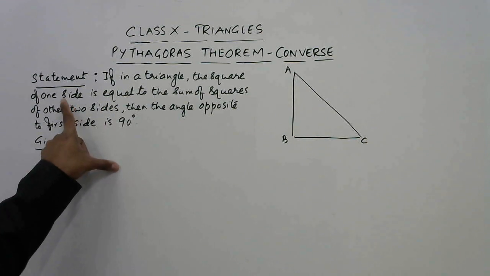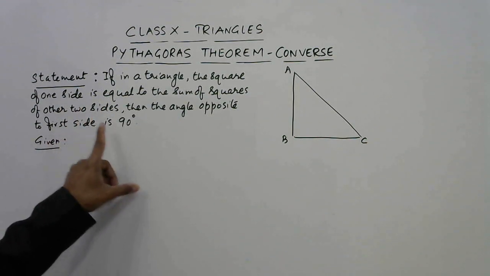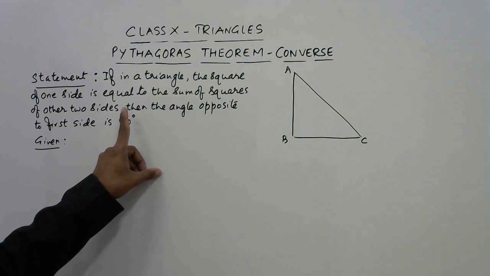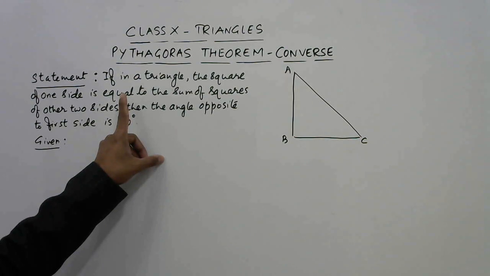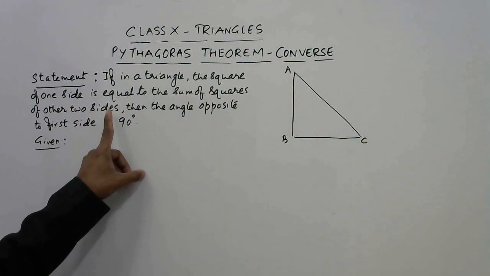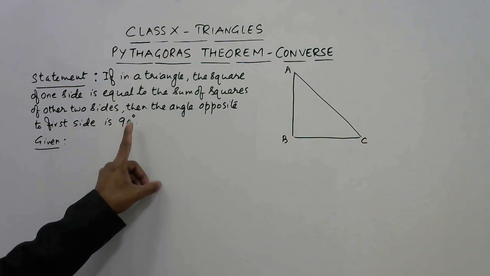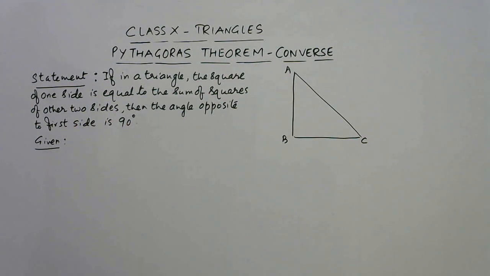See, square of one side. I am not calling this side the hypotenuse because I have not yet proved that it is 90 degrees. So what happens when the square of one side becomes equal to the sum of squares of the other two sides? Then the angle opposite to the first side is 90 degrees. You will understand this in a better manner once I write the given part.